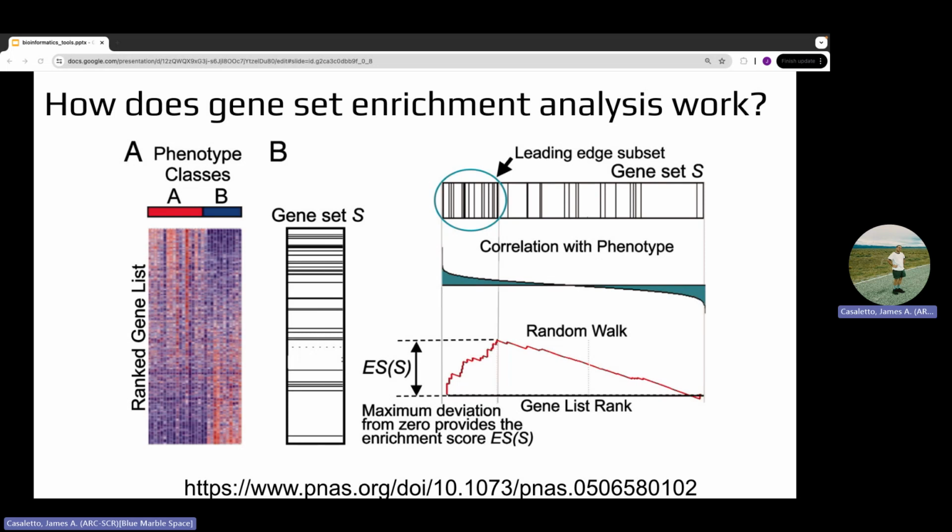There's some other things we need to do, like we need to normalize because not all the gene set lists have the same length. We also have to do multiple hypothesis testing adjustment because we're asking the same question 20,000 times. So there's a number of adjustments here, but this is the primary way we get the enrichment score.